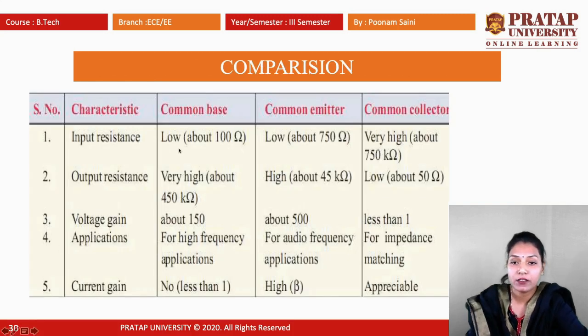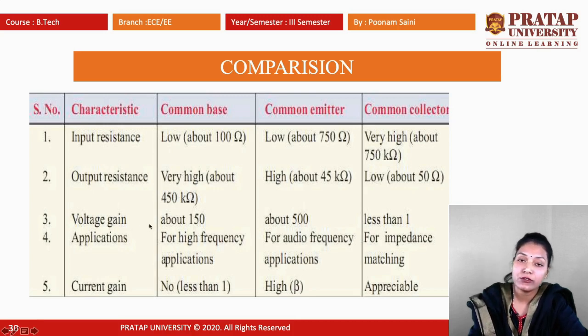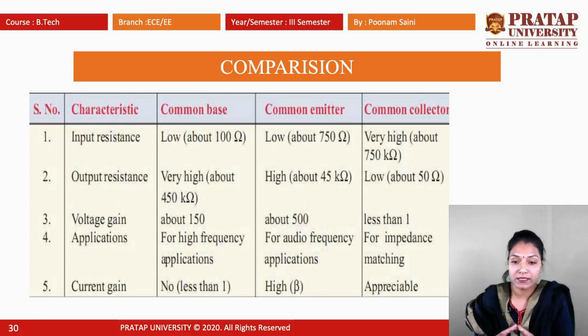So these are the characteristics of common base, common emitter, and common collector. The input resistance is low in common base and common emitter, and high only in the common collector. The output resistance is high in common base, medium in common emitter, and low in common collector. Voltage gain is less than or equal to 1 in common collector, about 500 in common emitter, and about 150 in common base. Common base is used for high frequency applications, common emitter in audio frequency applications, and common collector for impedance matching. The current gain is less than 1 in common base, high in common emitter, and appreciable in common collector.